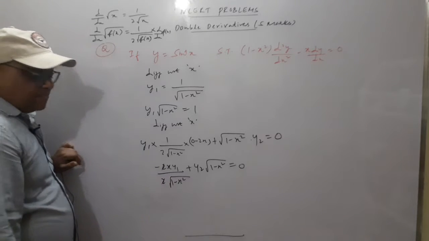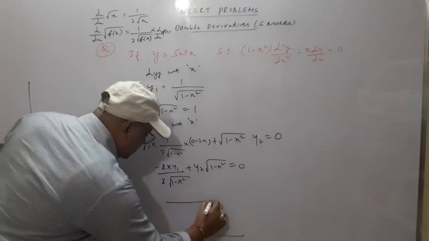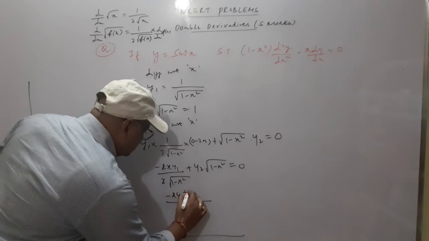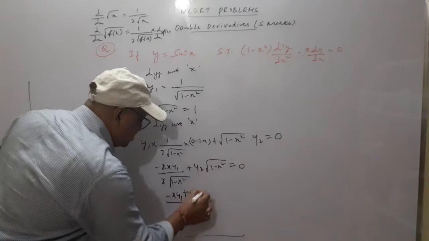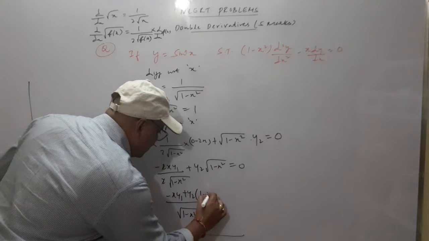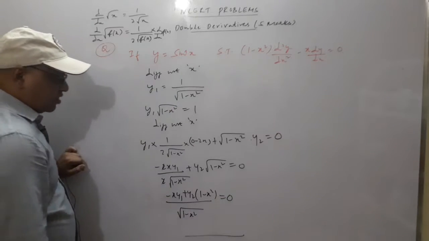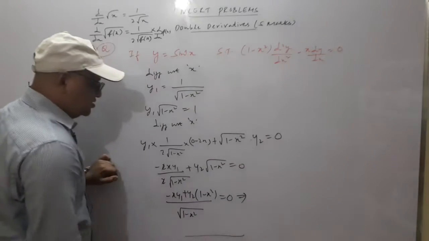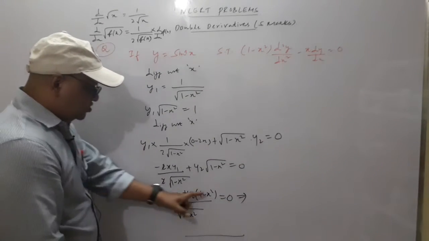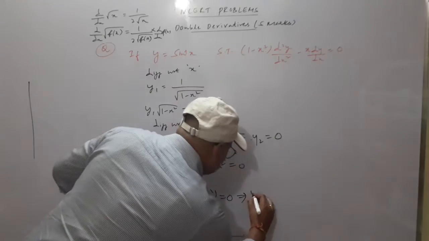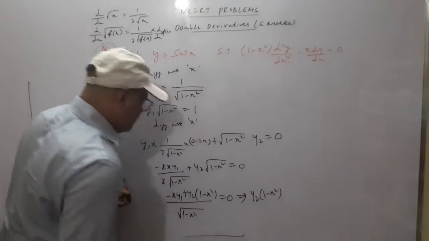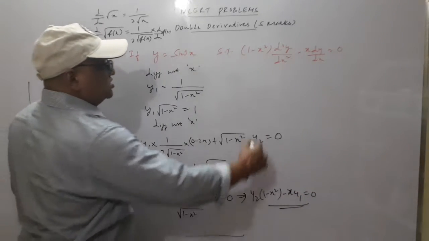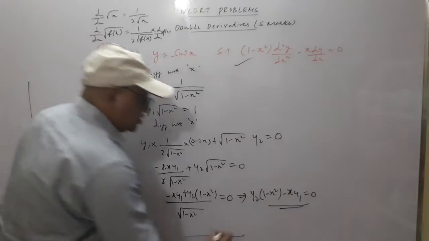2 is getting cancelled. Take root of 1 minus x square as your common LCM. So minus x y1 plus y2 into root 1 minus x square into root 1 minus x square will give me 1 minus x square is equal to 0. Now 0 into square root will give me 0, so this into this will become 0. So I am left with only the LHS. So y2 into 1 minus x square minus x y1 is equal to 0. This is what is required here. So I can say proved.